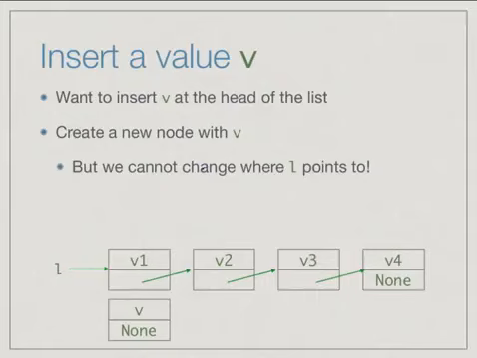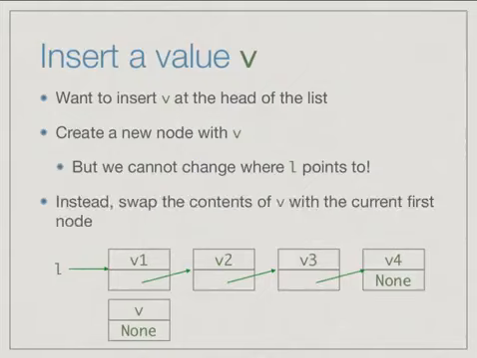So how do we get around this problem? We have created a new node, we want to make L point to it, but we are not allowed to do so, because if we do so, then Python will disconnect the new L from the old L. So there is a very simple trick. What we do is we don't change the identity of the node, we change what it contains. So we know now that v1 is the old first node and v is the new first node, but we can't make L point to the new first node, so we exchange the values. So we replace v1 by v and v by v1.